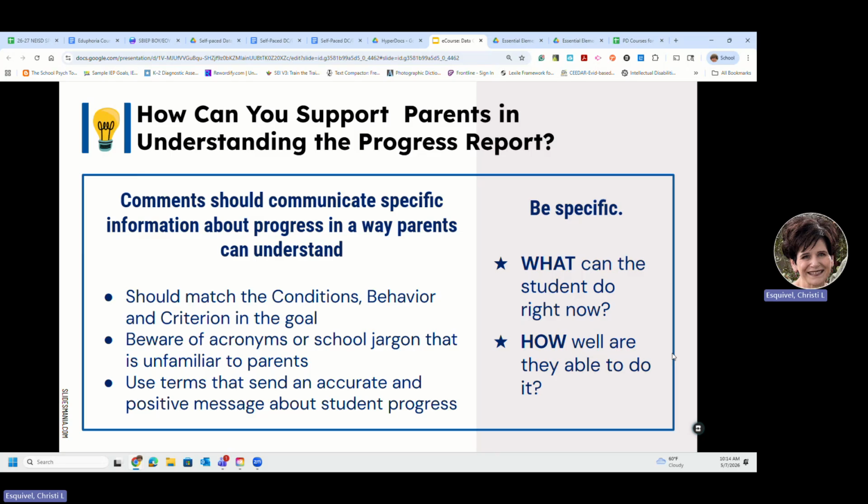Finally, a note about the comments section of the progress report. Comments should communicate specific information about progress in a way that parents can understand. They should match the conditions, behavior, and criterion of the goal, but be aware of using acronyms or school jargon that's unfamiliar to parents. The comments section should be specific and should include what a student can do right now and how well they're able to do it.